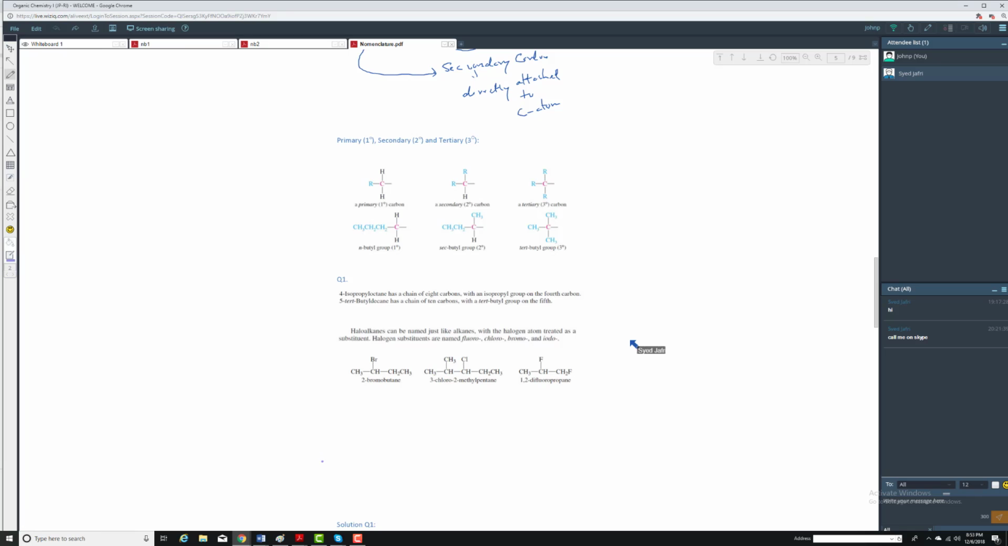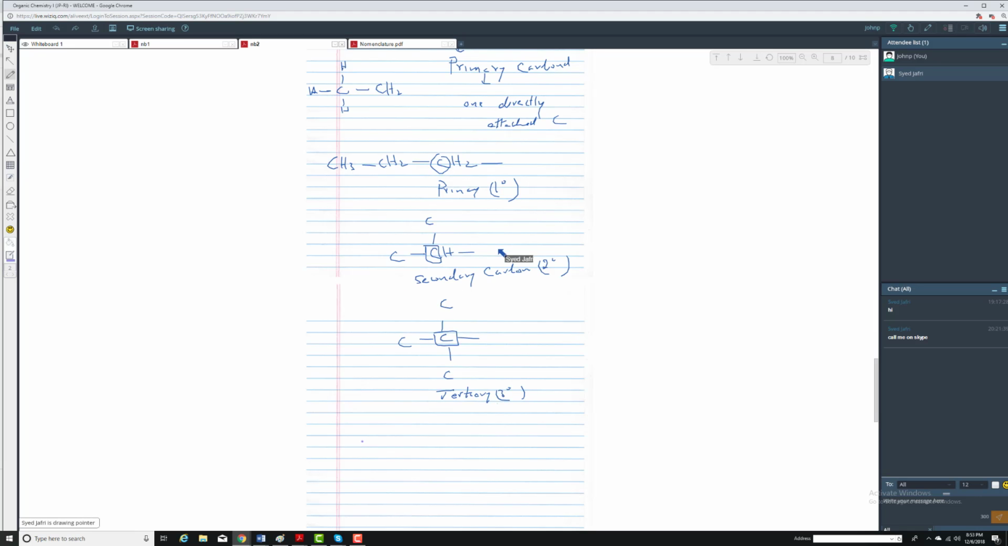First write the name. Radical means 4 carbon atoms. Look, isopropyl, one carbon directly attached here. Now in these cases, are these just single hydrogens? Yes, because a hydrogen can only make one bond.